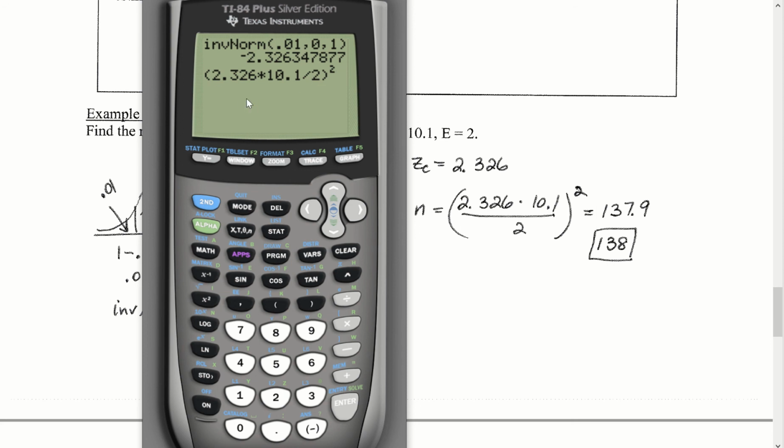An alternative way to do this is you could do it in steps. You could multiply the numerator together, divide that answer by your margin of error, and then square it at the end, and that would also work. But what we would come up with here would be 137.97, which is going to bump up to 138.